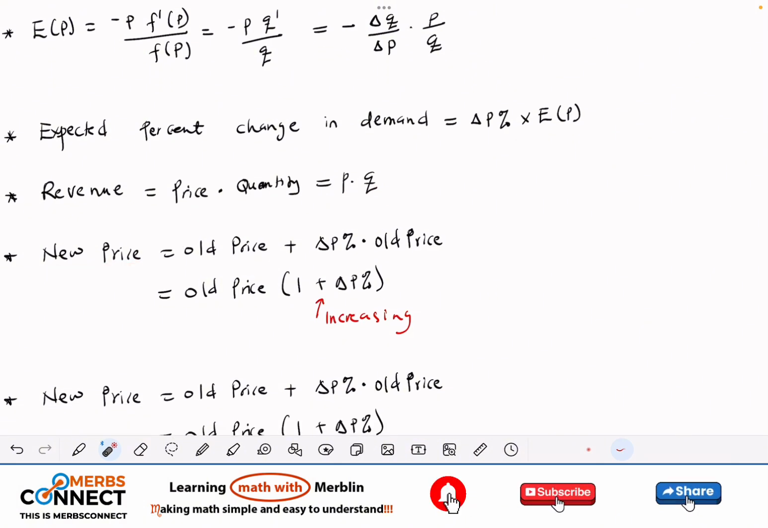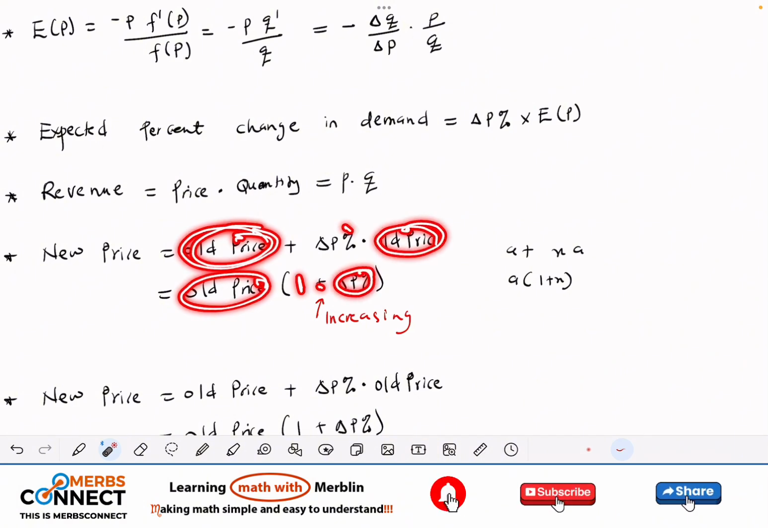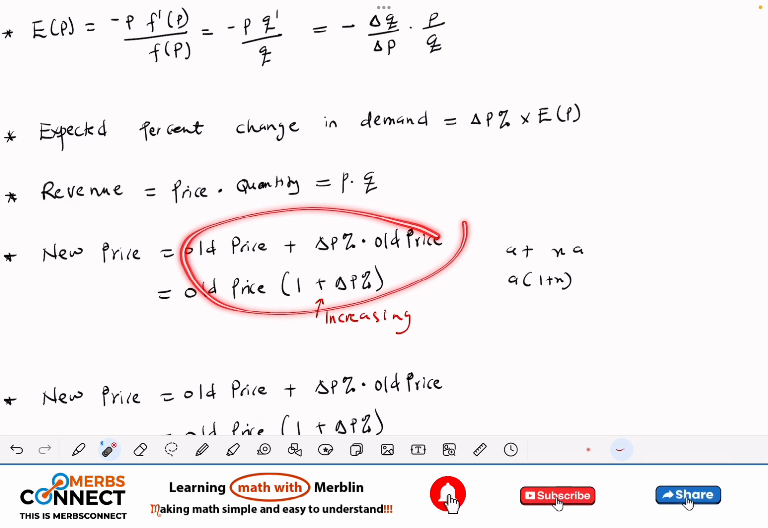Now, if you want to calculate the new price when they've given you the old price, you are saying old price plus change in price times the old price. This is like having something like A plus XA. I'm assuming this one here is the X, and this is the old price. So I can factor A out, and I'll have 1 plus X. So I factor the old price out, and it will be 1 plus this one. I will show you how we are going to do this in the examples that we are going to take.